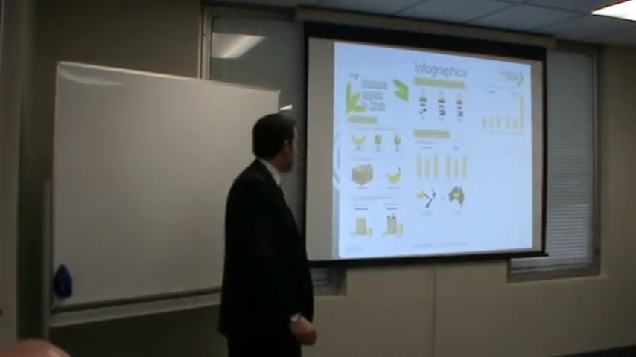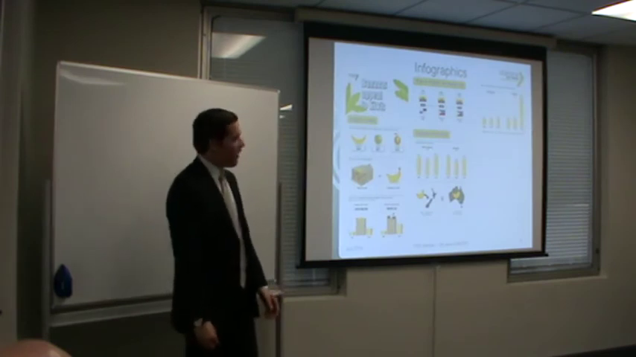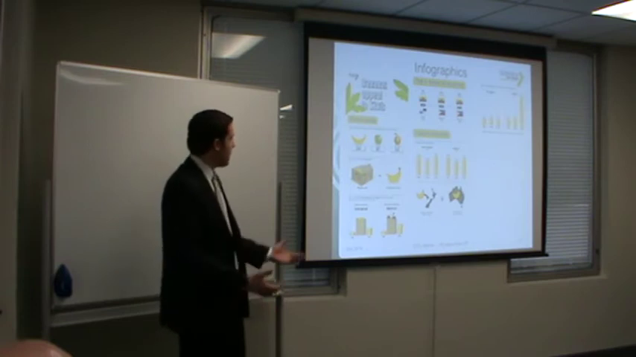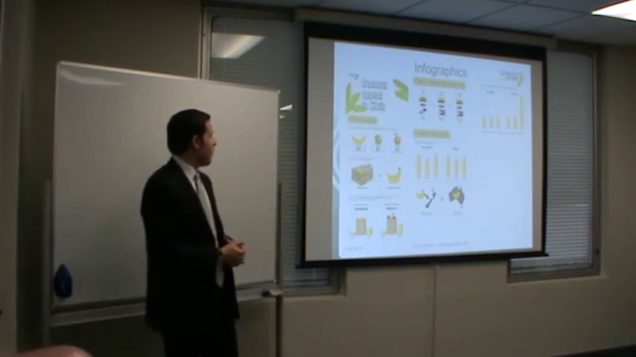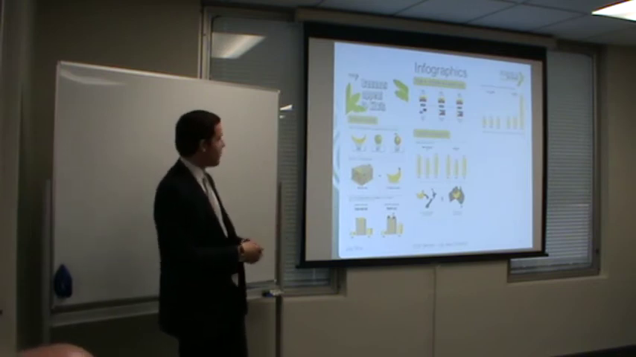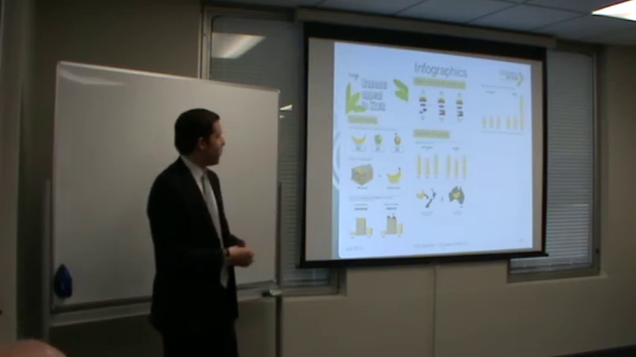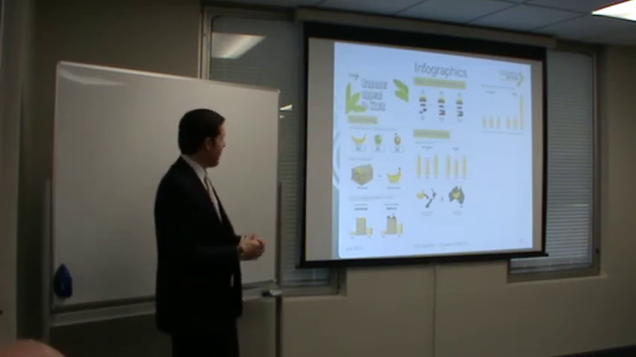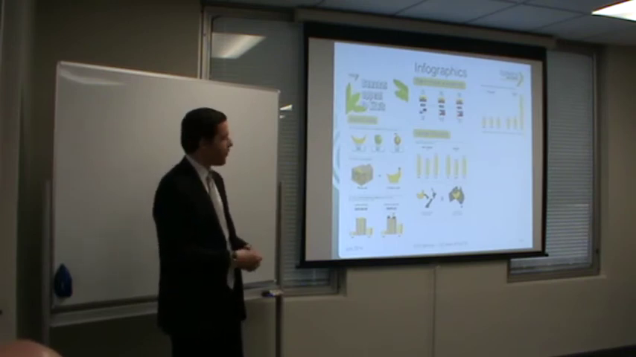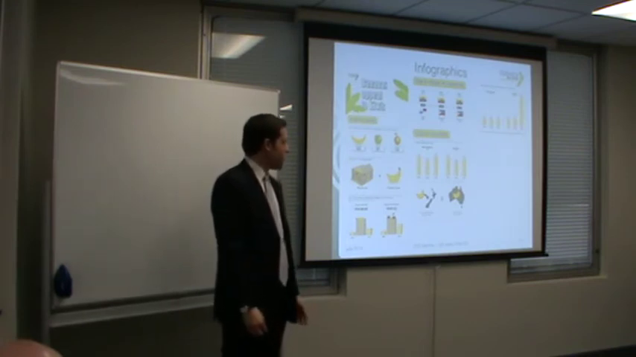And this infographic looks at bananas, one of the more popular fruits consumed by New Zealanders. It compares the relative spending on bananas compared to other fruits like apples and oranges. It also looks at where we import our bananas from and how that's changed over time, and throws in a comparison with Australia and the cost of a banana in New Zealand relative to Australia.